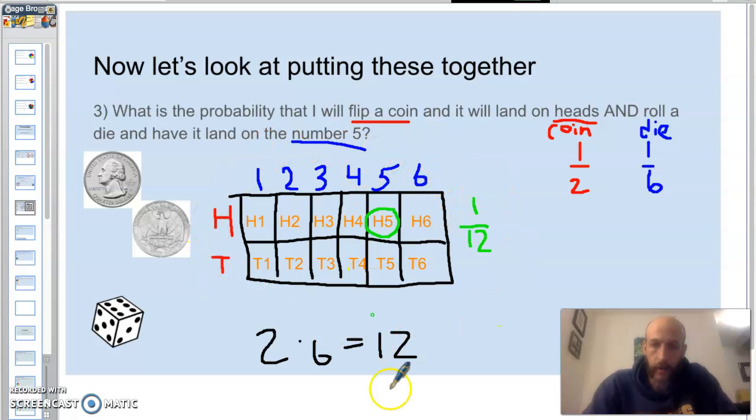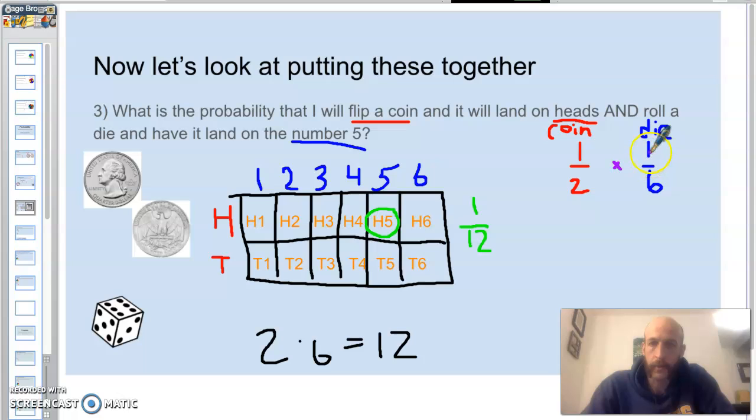All right, so I want to show you something here so that you can do these problems as they get harder a little quicker. I want you to look at the probability of getting a heads and the probability of getting a 5. So we're splitting these into 2, right? Heads is 1 out of 2, die number 5 is 1 out of 6. Watch what happens when I multiply these two.